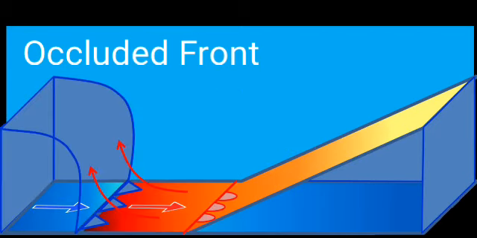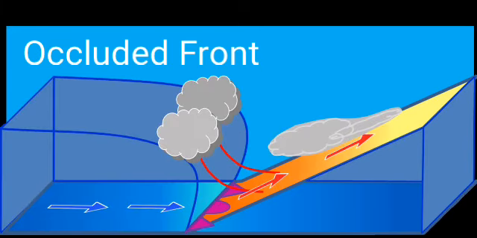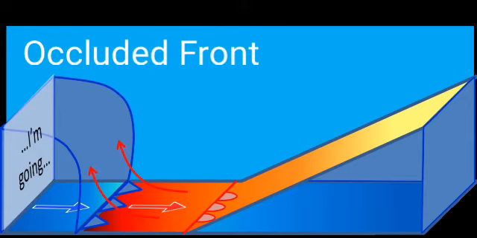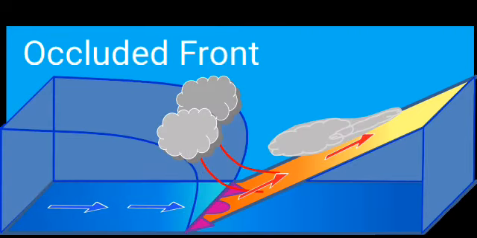The weather ahead of the cold occlusion is similar to that of a warm front, while that along and behind the cold occlusion is similar to that of a cold front.